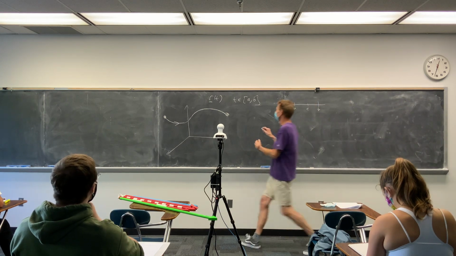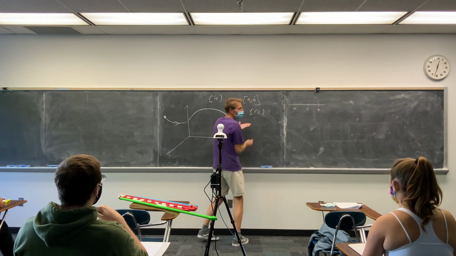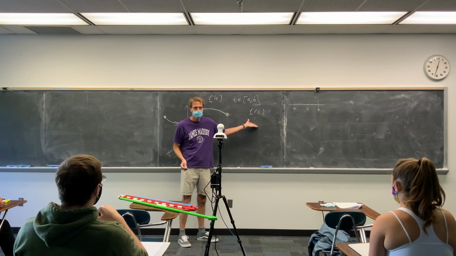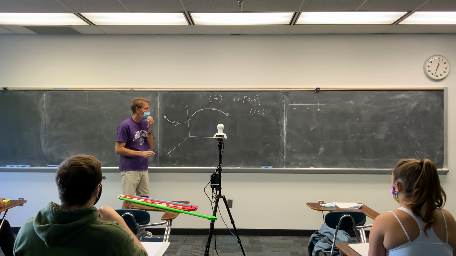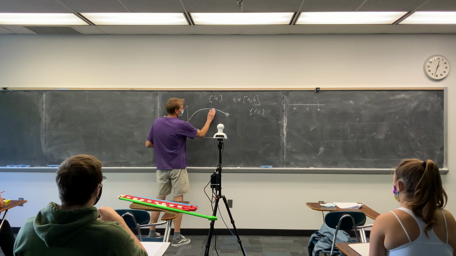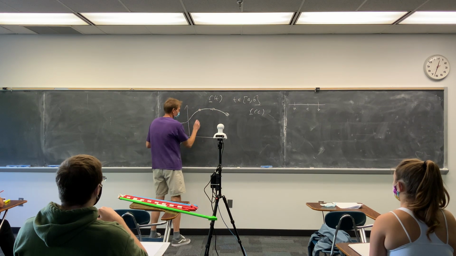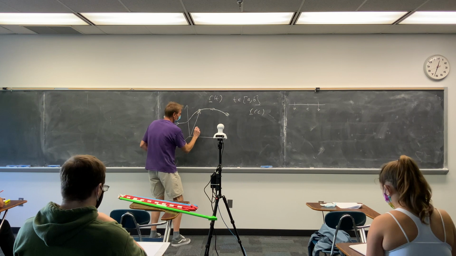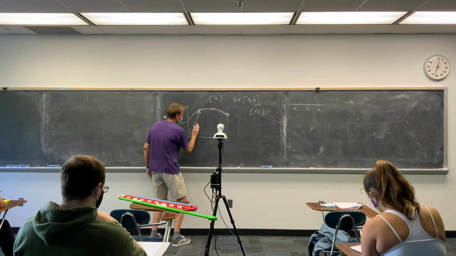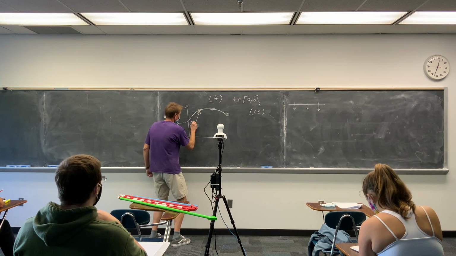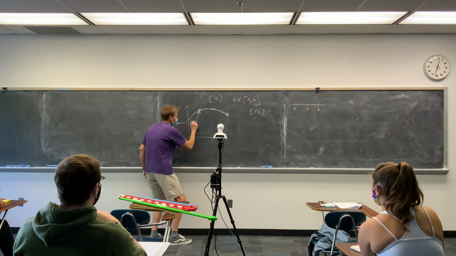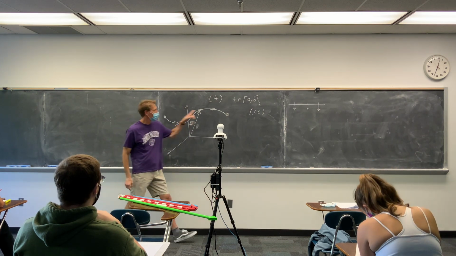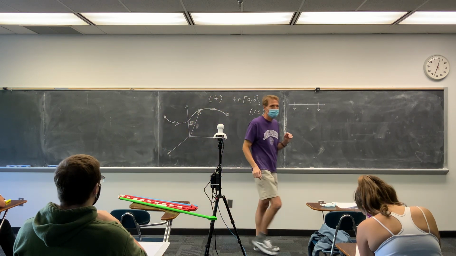R of C would be a position vector. It's going to point to some point on the curve. Maybe I'll get mine back here, like there. So this would be my R of C. It points to this point on the curve.